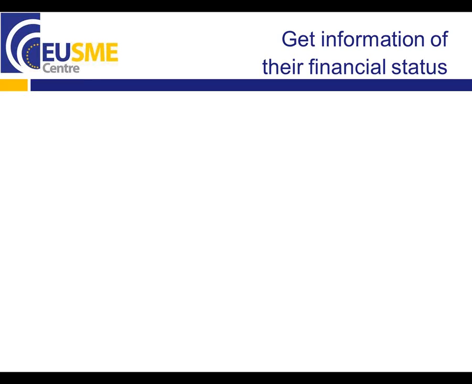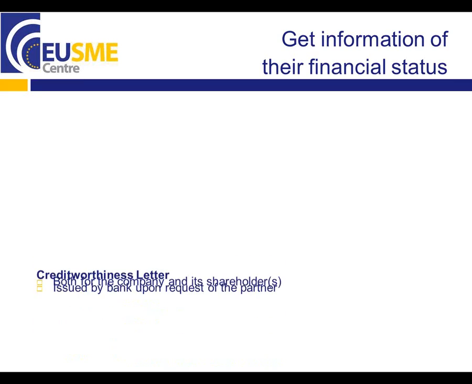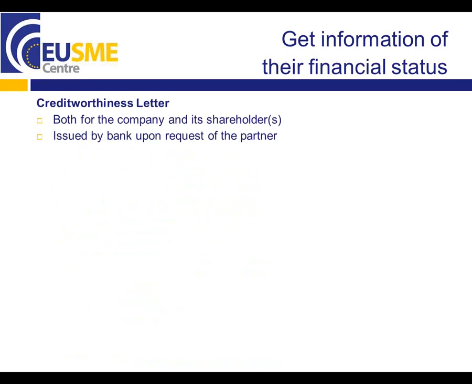Now, the largest part about the legal status is finished, and we move to the information about the financial health of the company. So the first of the documents which you may ask for is a creditworthiness letter. Depending on your relationship with your business partner, you ask the company you are talking to directly to provide you with a creditworthiness letter, and you may ask the same for the shareholder or for the shareholders.